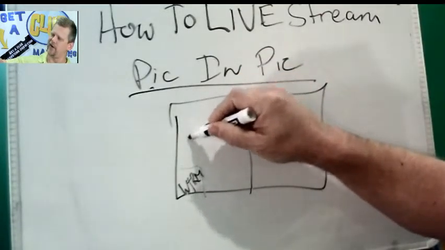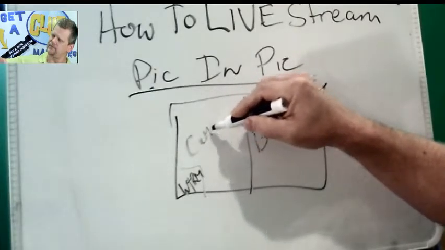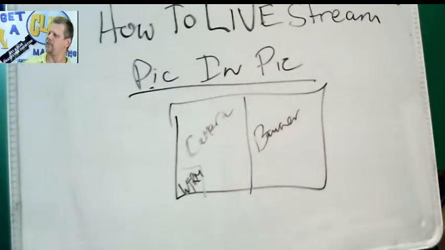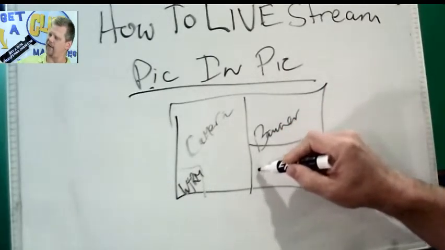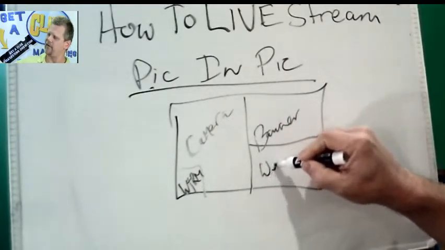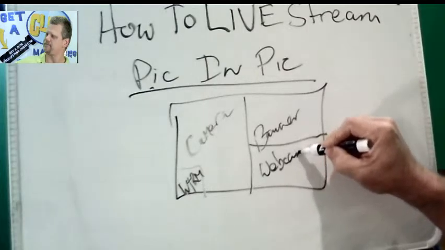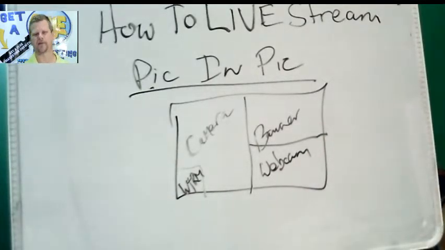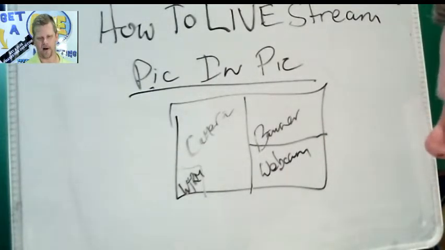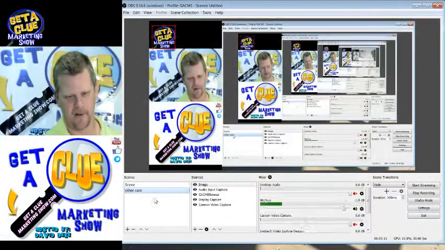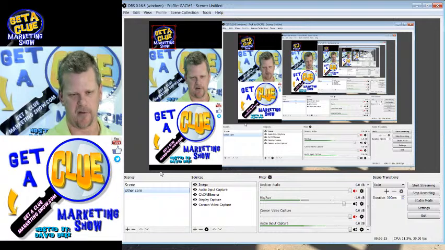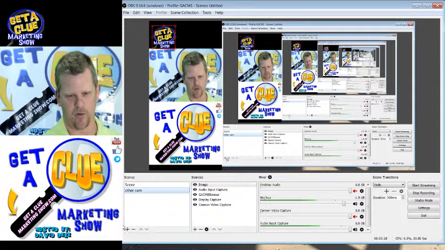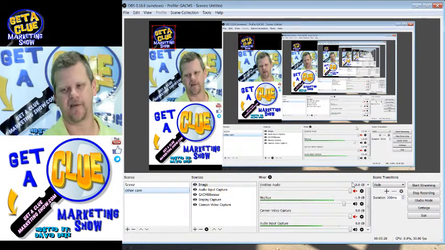And over here is your camera. You can have that split in two and have another camera here, your webcam. There are so many different things that you can do with it. So let's go back to the other scene. Now, these scenes you can add to, you can remove them, you can shift them around. This has a lot of things.